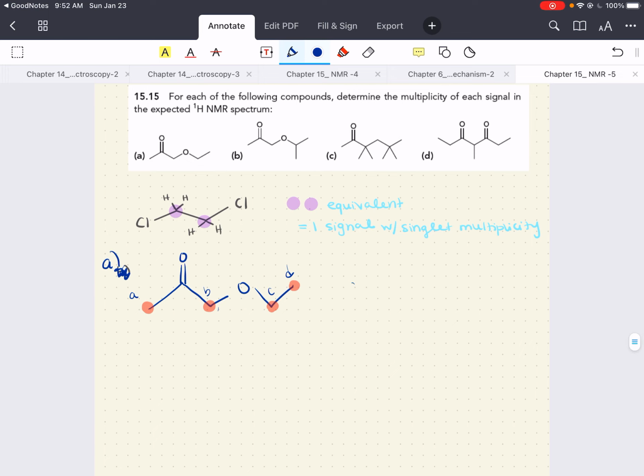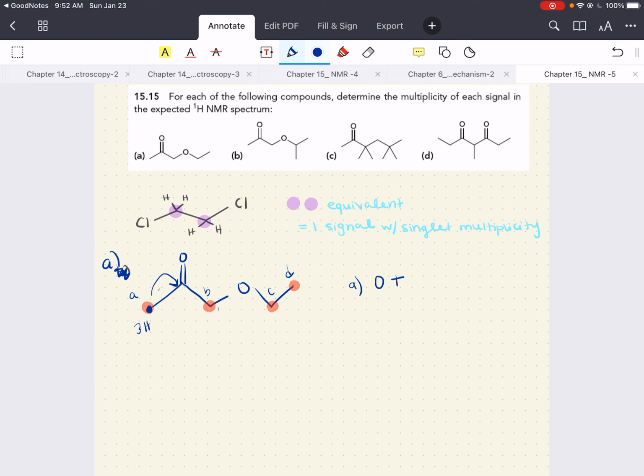All right, let's see what the multiplicity of A is. We're going to look at A, and we're going to look nearby. Do these hydrogens right here, all equivalent on the methyl group, have any neighboring hydrogens? We want to know neighboring hydrogens, so we look at this position right here. Are there any hydrogens there? There are no hydrogens. So these 3 hydrogens have no neighbors, 0.